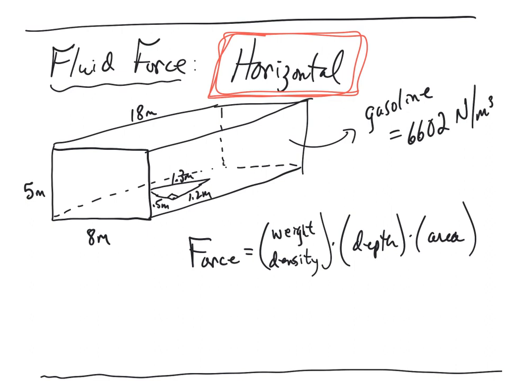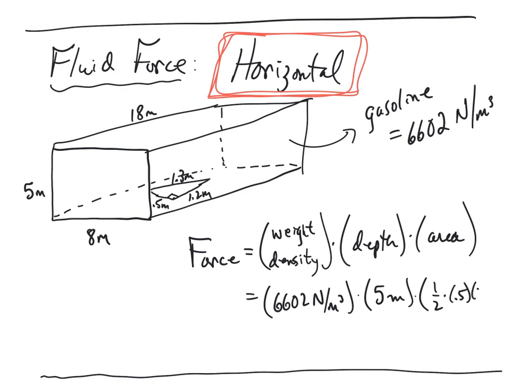So the force then is just simply going to be the weight density of the liquid multiplied by the depth of the plate multiplied by the area of the plate. And so without any calculus required, we just take the weight density of the liquid. So the weight density of gasoline is 6,602 newtons per cubic meter, multiplied by the depth, and if this tank was full of gasoline, the depth then would be 5 meters. And then the area of a right triangle is 1/2 times base times height. So in this case, the base is 0.5 and the height is 1.2.